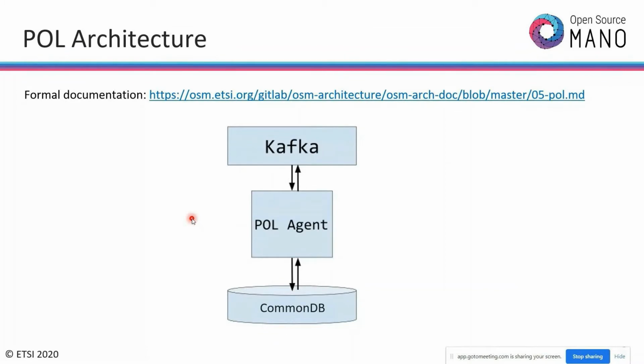and then it decides what action has to be taken, again for that network service. If some action has to be taken, it will send the request back to Kafka, and it will be picked up either by the LCM, the lifecycle manager, for auto scaling, or it will go to a webhook. Okay, so this is the POL architecture.